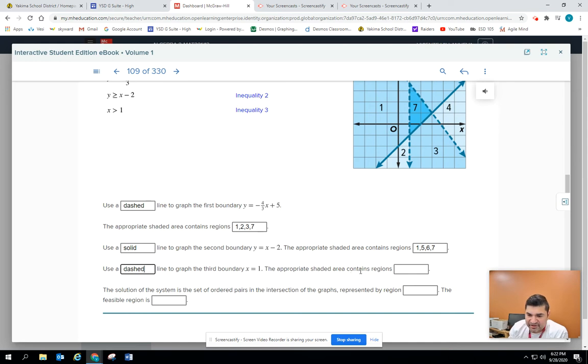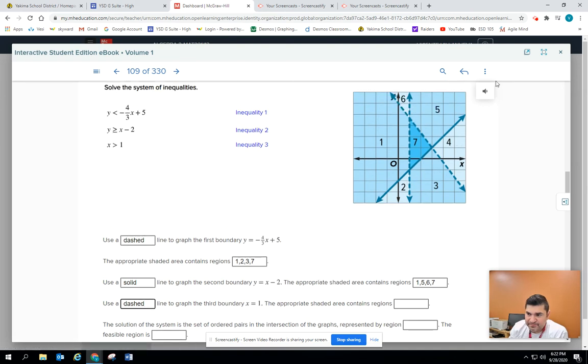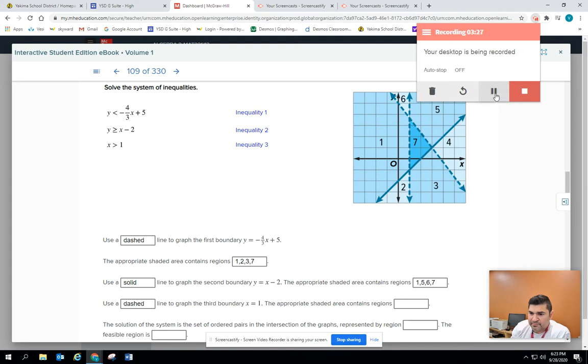The appropriate shaded area contains regions. So let's take a look here. Here is our line, x is greater than 1, and it's greater, so x is going greater to this side here. So what regions do we have here? We have regions 3, 4, 5, and 7.